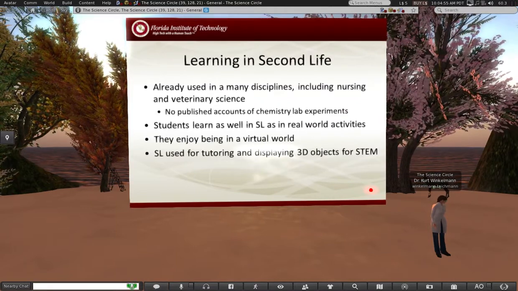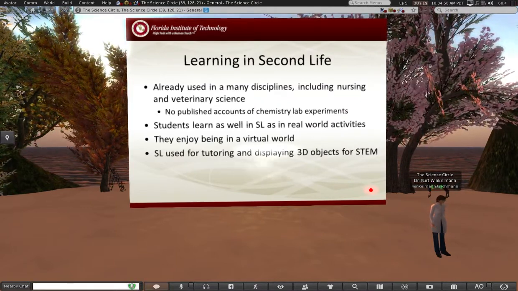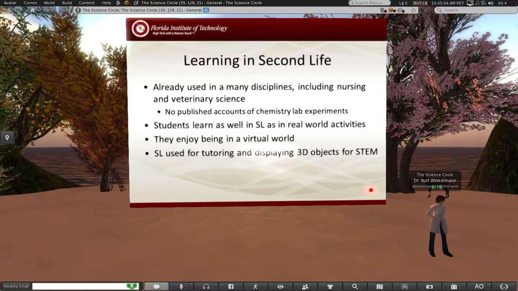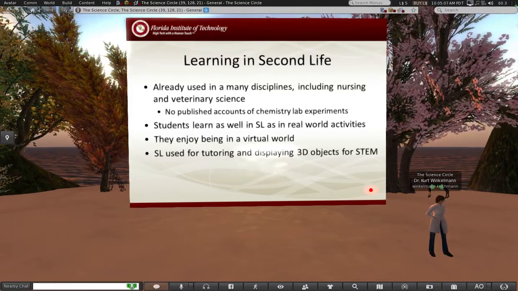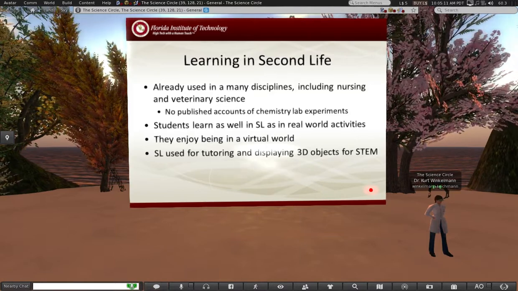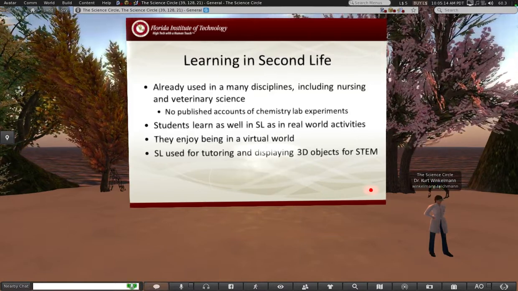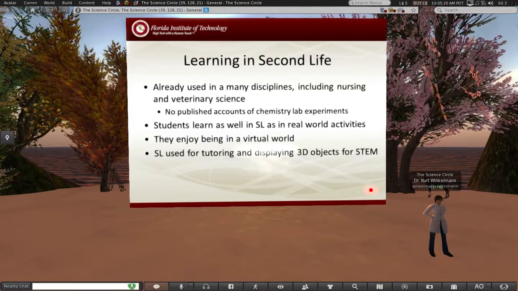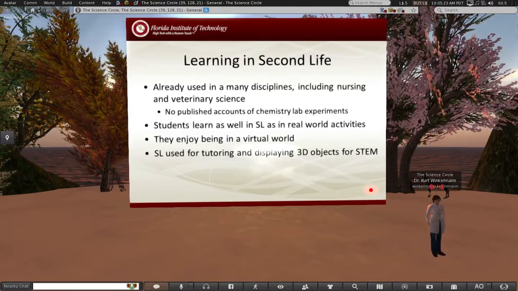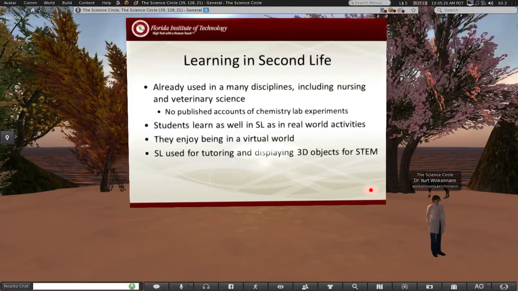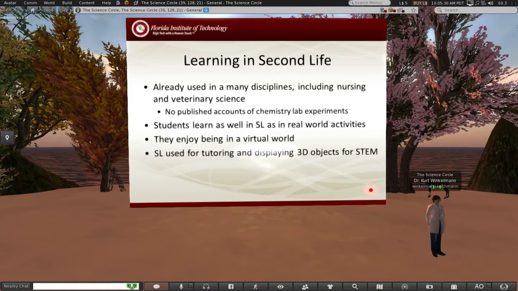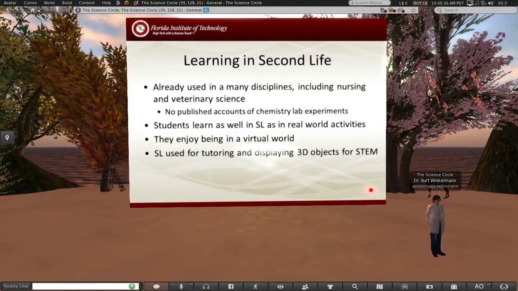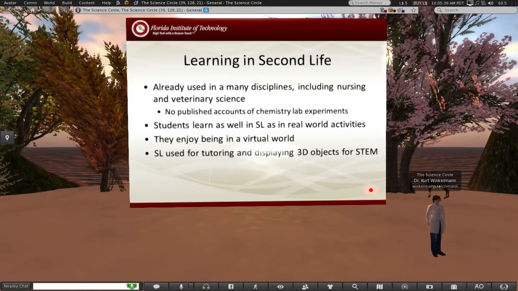As you may or may not know, depending on how much familiarity you have with educational uses of Second Life, Second Life is already used in many disciplines, especially in nursing and veterinary education. However, when we started this project a few years ago, we found that there were no published accounts of chemistry lab experiments conducted in Second Life. Now, I know of people in Second Life who do have students performing chemistry experiments, but there was nothing published at the time. And actually, there's still not enough published in the education literature.